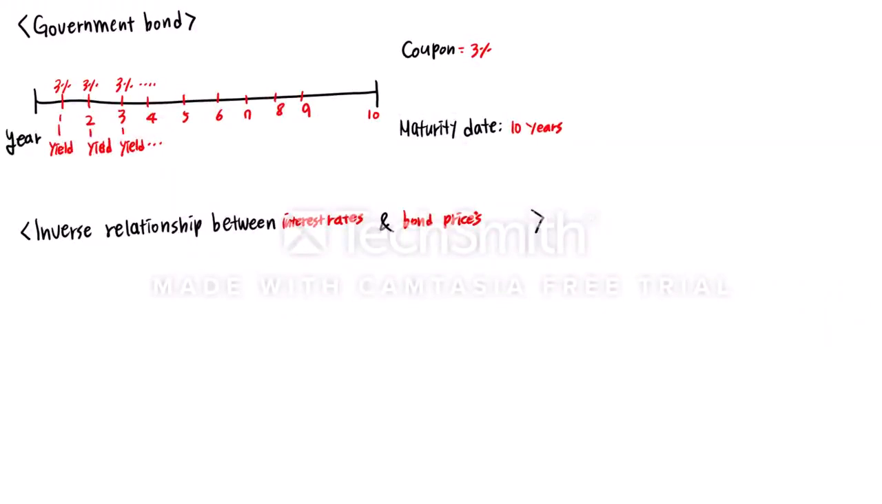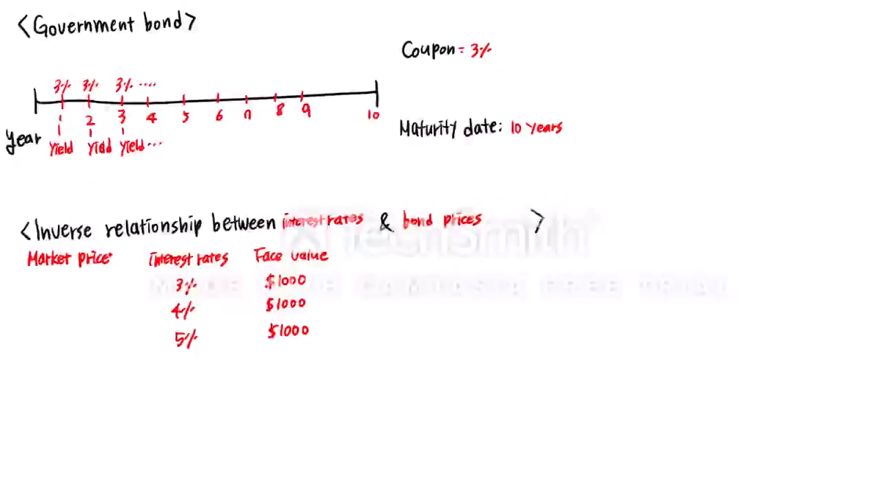So let's say a face value of a bond is $1,000. Then whatever the interest rate is, it's always $1,000. So let's imagine 3% interest rates, 4% and 5%. Then the market price, the initial market price differs because face value is fixed, but the interest rates are changing.